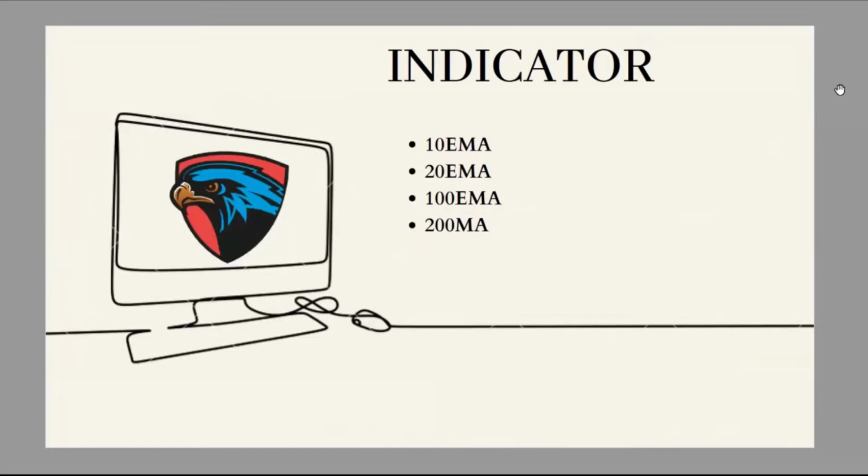So these are the main 4 indicators that we are going to use in this strategy. First one is a 10 EMA. EMA means exponential moving average. Then 20 EMA, the 20 exponential moving average. Then 100 exponential moving average. Then 200 moving average, only a simple moving average, it will not be an exponential moving average. So in total 4 indicators that we are going to use: 10 exponential moving average, 20 exponential moving average, 100 exponential moving average, and 200 moving average.